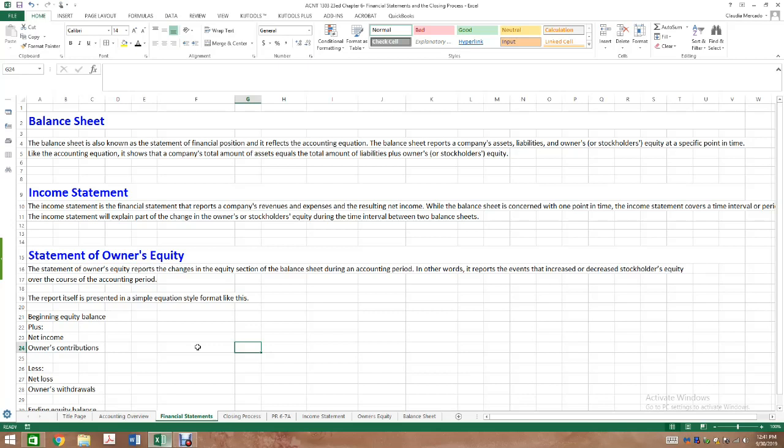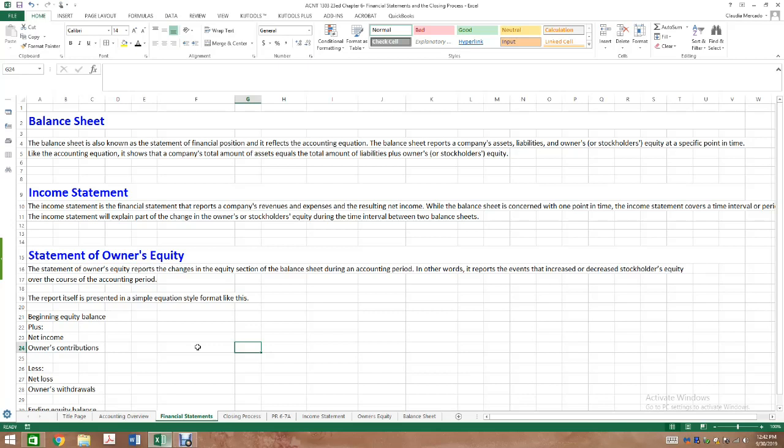And then we have our statement of owner's equity. The statement of owner's equity basically reports the change in the equity section of the balance sheet during an accounting period. So why did our equity increase or decrease? It reports the events that increase or decrease our stockholders' equity over the course of the accounting period. The report has a specific format, and it includes your beginning equity balance.